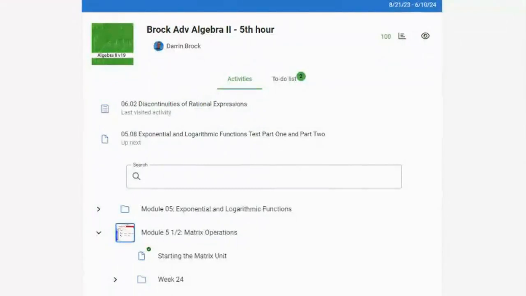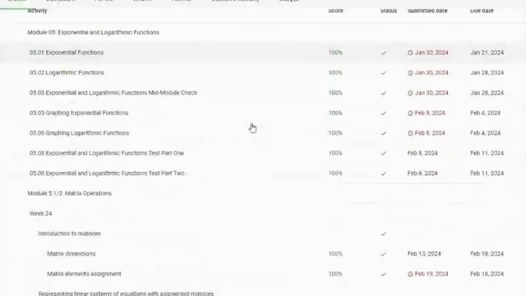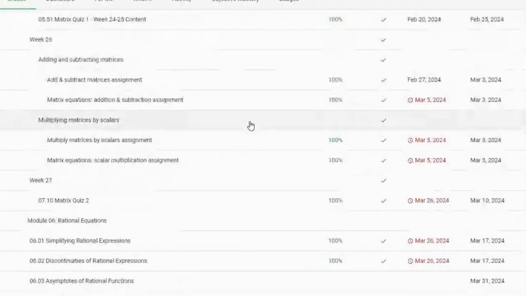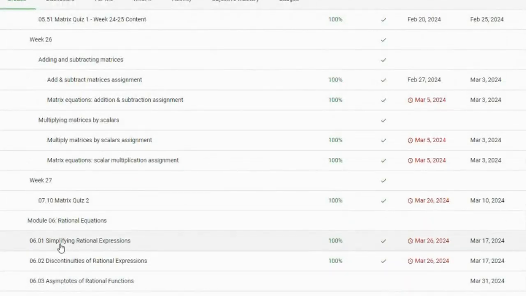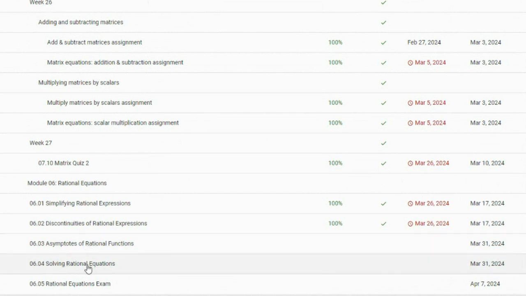I know we started this unit before spring break, but we'll go to our grade screen as usual. Take a look at our stuff. We've already done all of that. We've done all the matrices. Before spring break, we had simplifying rational expressions and discontinuities. That means when we had a hole in a rational expression, or an asymptote, we had vertical asymptotes that created a discontinuity where it doesn't continue, a hole or an asymptote. We're going to look more at asymptotes today and how to solve rational expressions.